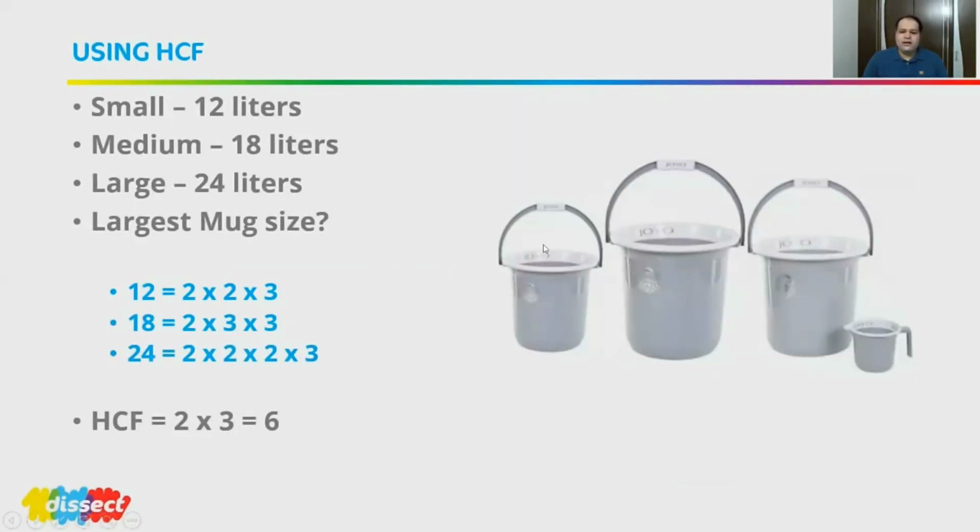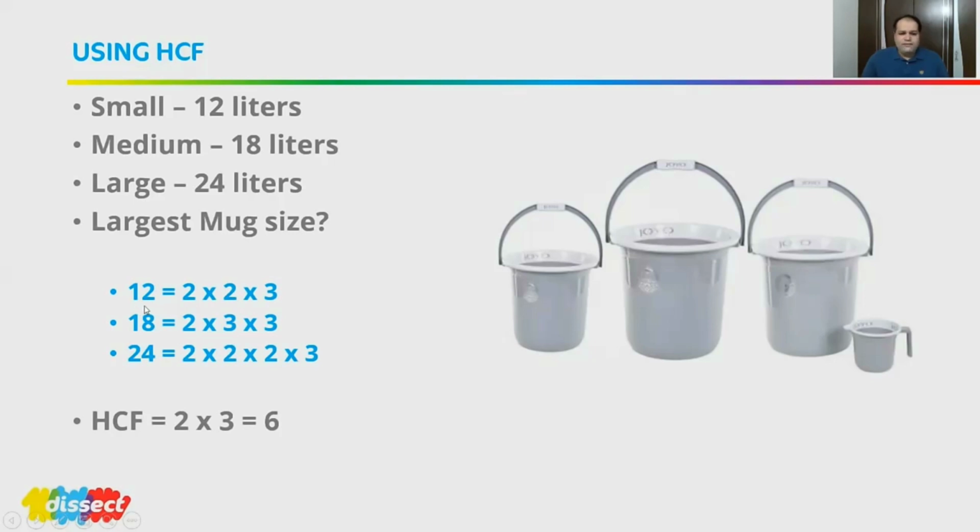You have a small bucket which is 12 liters in size, you have a medium bucket which is 18 liters in size, and you have a large bucket which is 24 liters in size. And you have to find out the size of the mug which you can use for filling all these buckets. It has to be the largest mug, and it has to be the mug which you need to fill full. You cannot have half mug filling the buckets. So then what do you do? You find out the factors of whatever these buckets' capacities are.